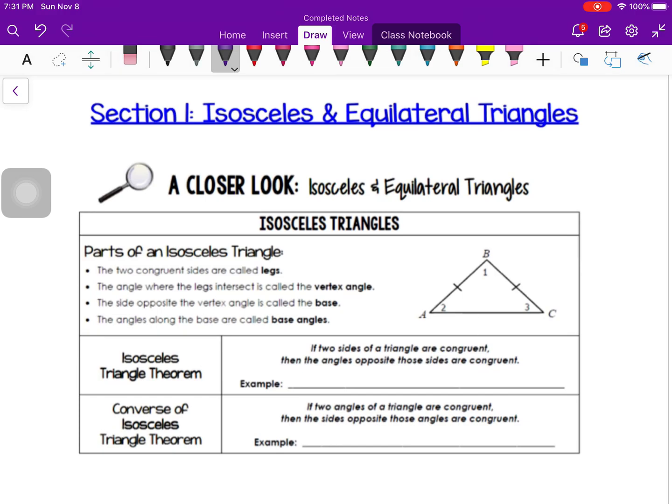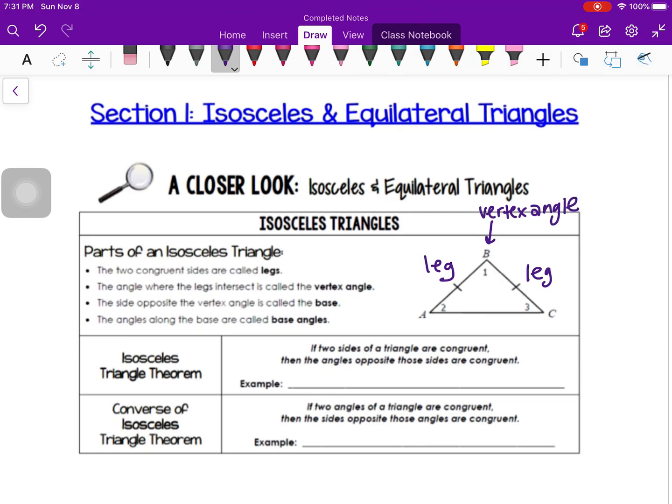Remember, isosceles triangles are just triangles that have two congruent sides, and we're going to call those two congruent sides legs. Okay, so those are our legs. We know that AB is congruent to BC because it's an isosceles triangle. The angle where the legs intersect, so angle B, is our vertex angle.